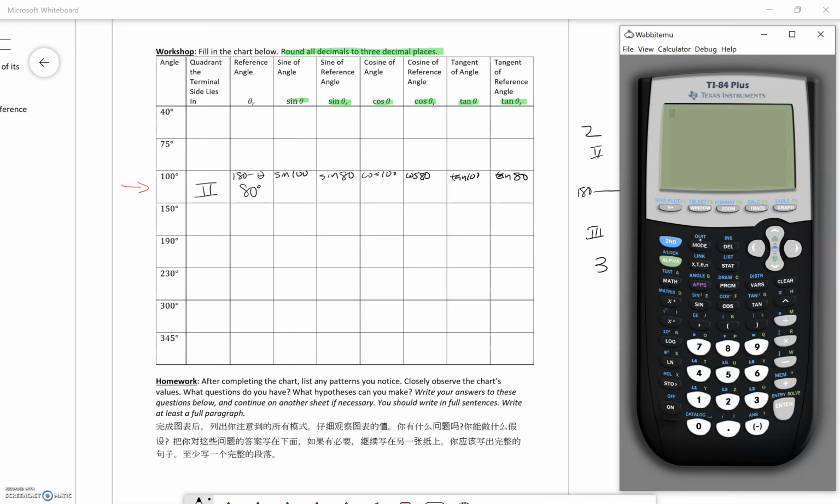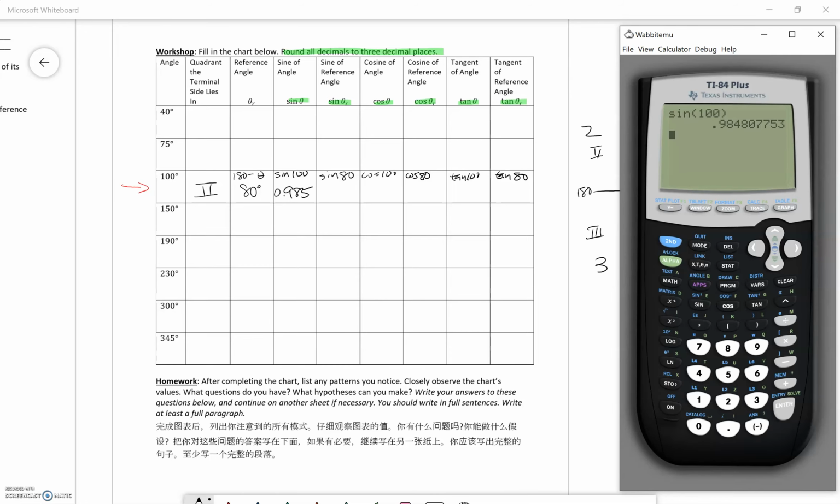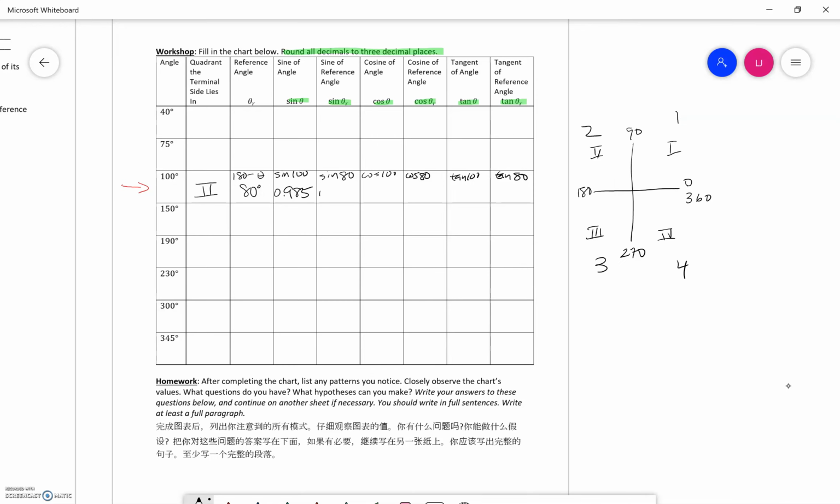All right, so the first thing I need is sine of 100. So sine 100, 0.985. So we're rounding to 3 decimal places, 0.985. All right, there's sine. Let me do the next one, which is sine of 80. Sine 80. 0.985.